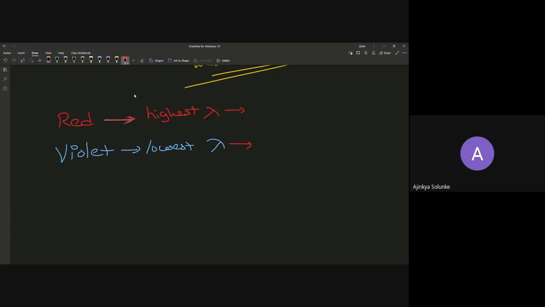Will it be lowest or highest? A red color will be having higher speed, correct? Red will be having higher speed because it has more wavelength. It can cover more distance, so it has the highest wavelength, highest speed. And what about your violet light? Lowest speed. Why? Because the wavelength is least.